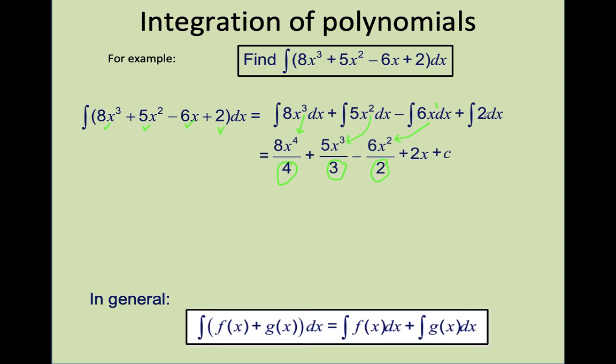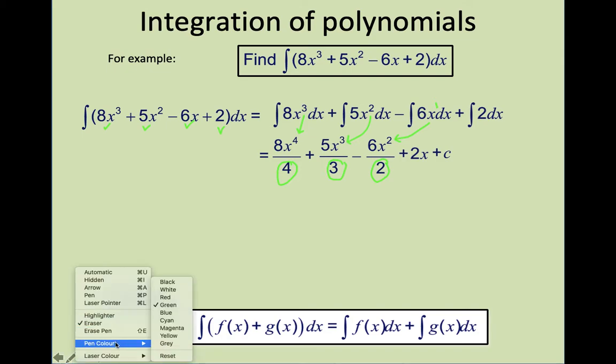If it's just a constant, you just put an x in front of it. Because it's x to the power of 1, you put it over 1, and anything over the power of 1 is insignificant. It doesn't change the number itself. So we can erase any annotations here, plus c. Now, that's almost our answer. All we need to do now is simplify our answer.